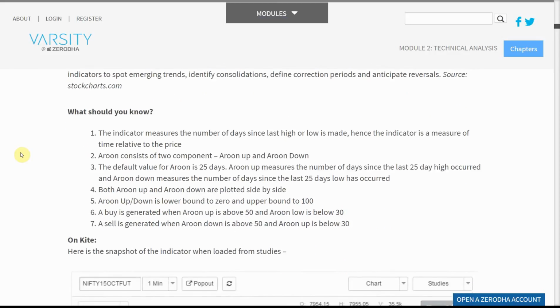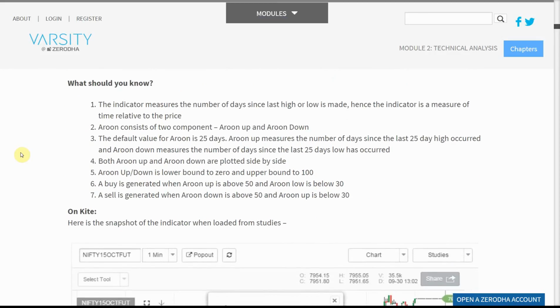The indicator measures the number of days since the last high or low is made. Hence, the indicator is a measure of time relative to price. Aroon consists of two components, Aroon Up and Aroon Down. The default value for Aroon is 25 days. Aroon Up measures the number of days since the last 25-day high occurred, and Aroon Down measures the number of days since the last 25-day low has occurred. Both Aroon Up and Aroon Down are plotted side by side. Aroon Up and Down are lower bound to 0 and upper bound to 100.